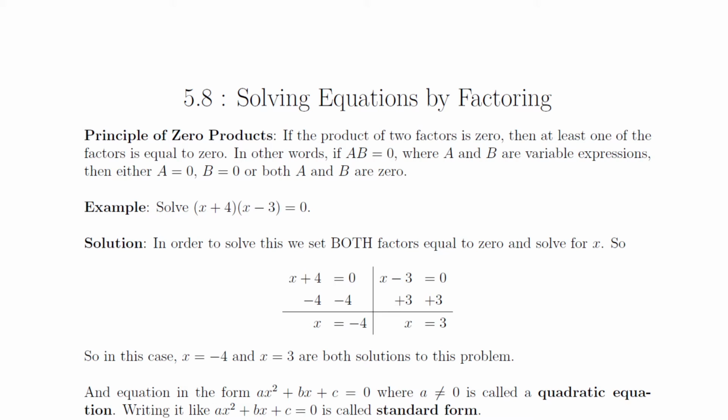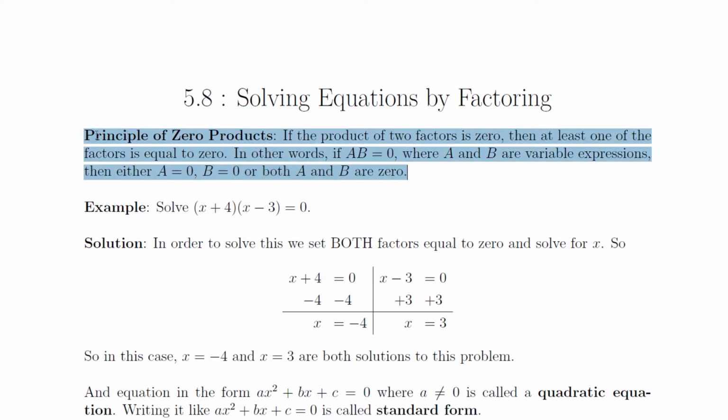So the big principle that we are going to look at specifically is the zero product principle. If I have two factors set equal to 0, then at least one of the factors is equal to 0. In other words, I have a times b equals 0. A and b are both variable expressions. Then either a is equal to 0 or b is equal to 0, or they're both equal to 0. So that's super complicated. Simplify.